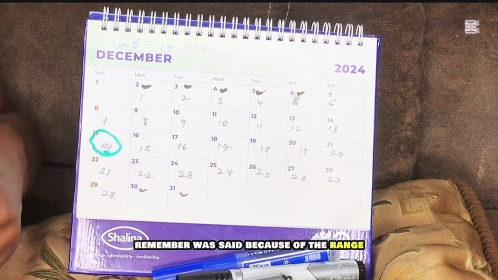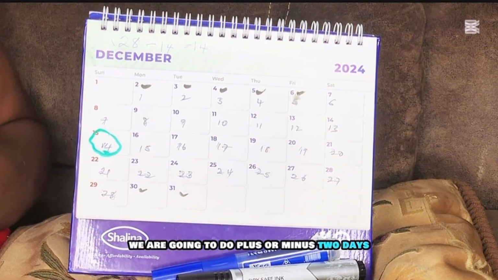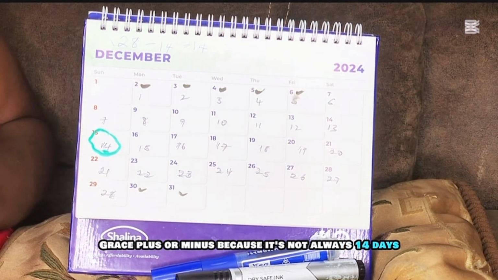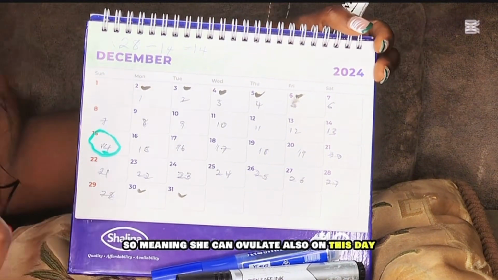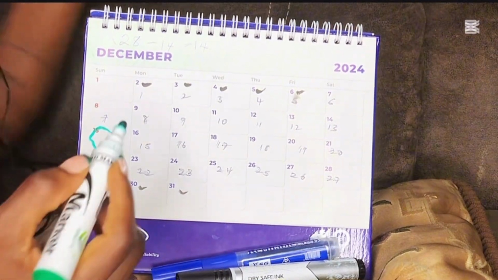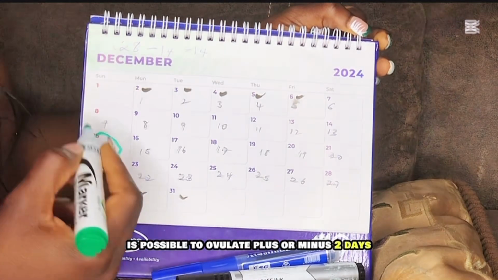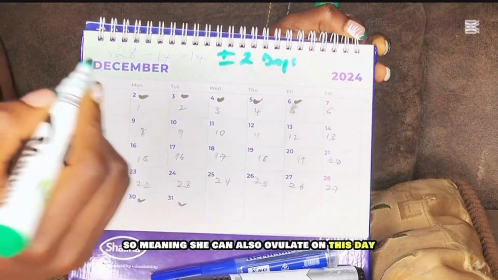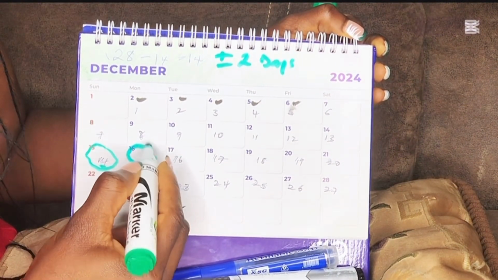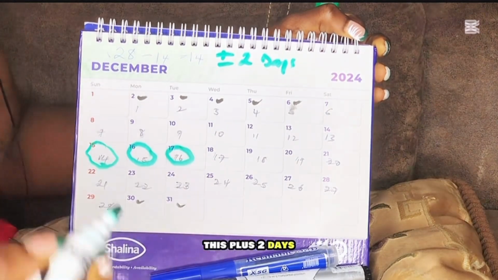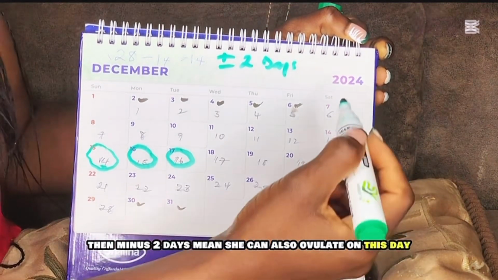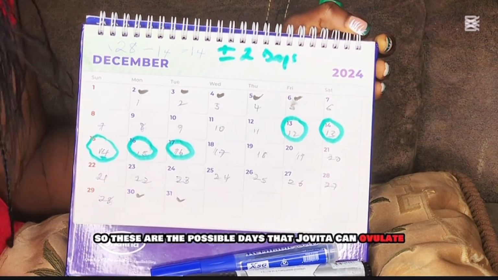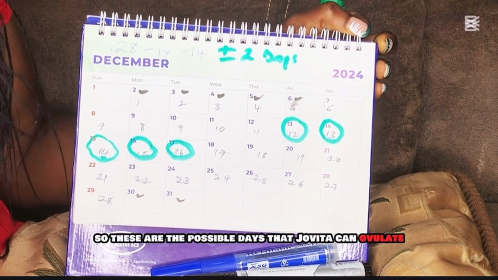Remember we said because of the range, we are going to do plus or minus 2 days grace. Plus or minus, because it's not always 14 days. So meaning she can ovulate also on this day. It's possible to ovulate plus or minus 2 days. So she can also ovulate on this day. This plus 2 days. Then minus 2 days, meaning she can also ovulate on this day. And she can ovulate on this day. So these are the possible days that Jovita can ovulate.